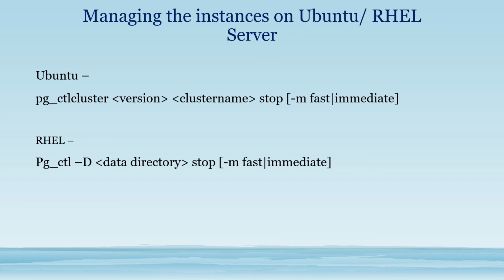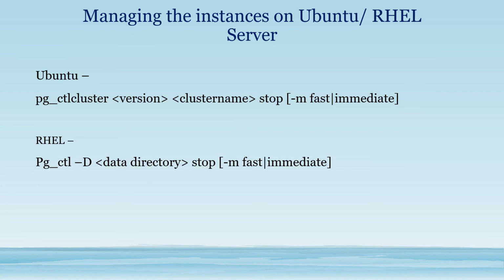Now let me discuss stop with the fast option. It is nothing but a fast shutdown. In this mode, the server will not allow any new connections and will send a signal to all existing server processes, which will cause them to abort their current transactions and exit promptly. Meanwhile, the server will wait for all the server processes to exit and finally it shuts down.